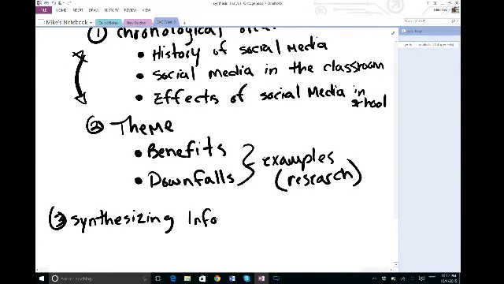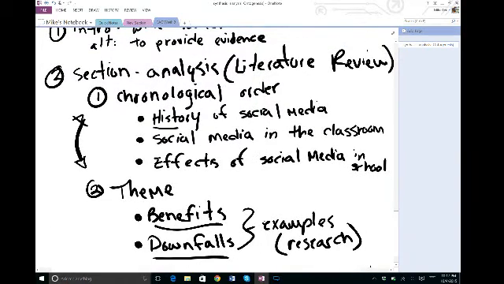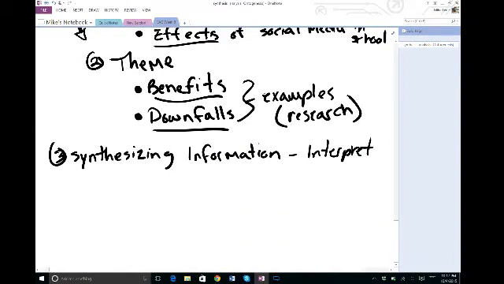Synthesizing the information. Basically, what is your interpretation of this? You just gave me all this information about the benefits, the downfalls, and if you didn't go that route, you just gave me the history, social media in the classroom, and then the effects. You just outlined all this information. Now I need to know, how do you take all of that information?